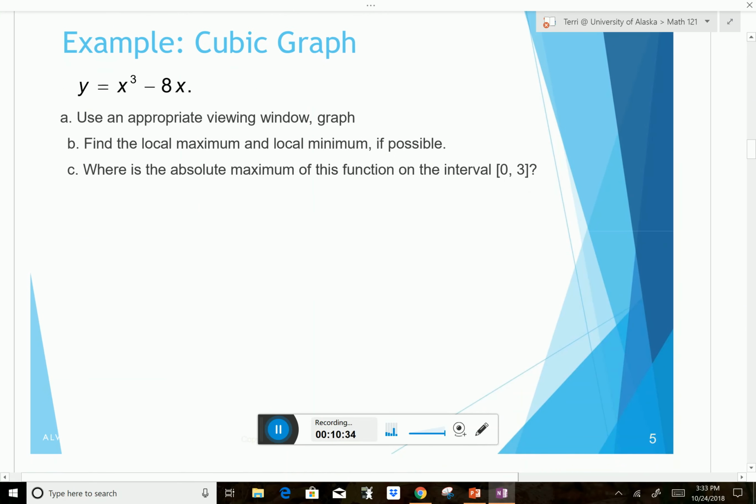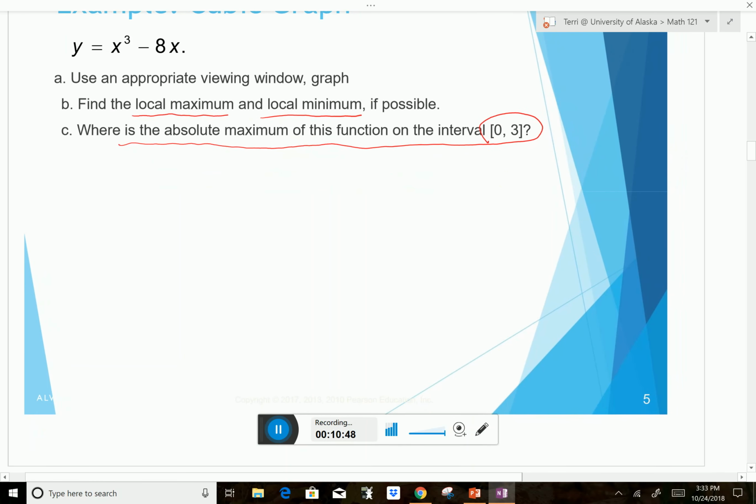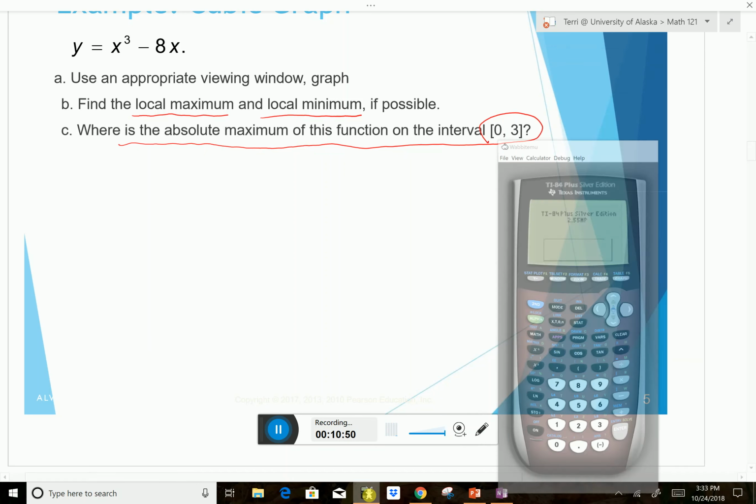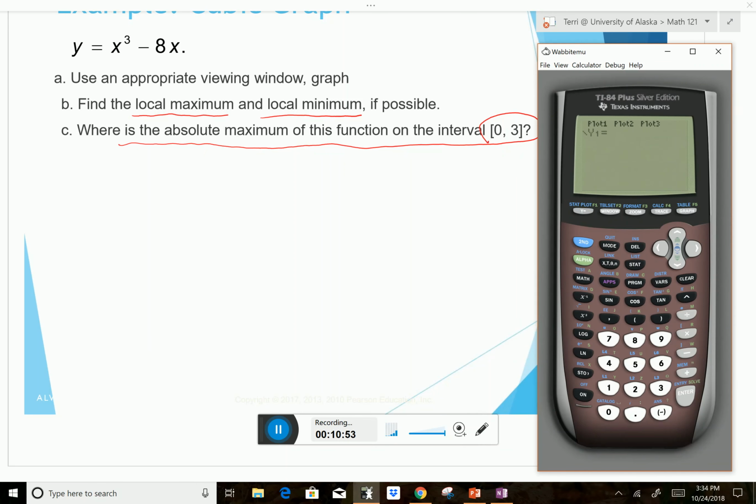So we need to use an appropriate viewing window so we can find the local max and the local min. And then we're going to talk about what's the absolute minimum of this function on the interval 0 to 3. So we want x cubed minus 8x. So let's look at our calculator. And let's go x, and then cube. You can actually hit math 3 to bring up a cube automatically, or you can use caret 3, it doesn't matter. But then you have to move over 1, minus 8x. So x cubed minus 8x.